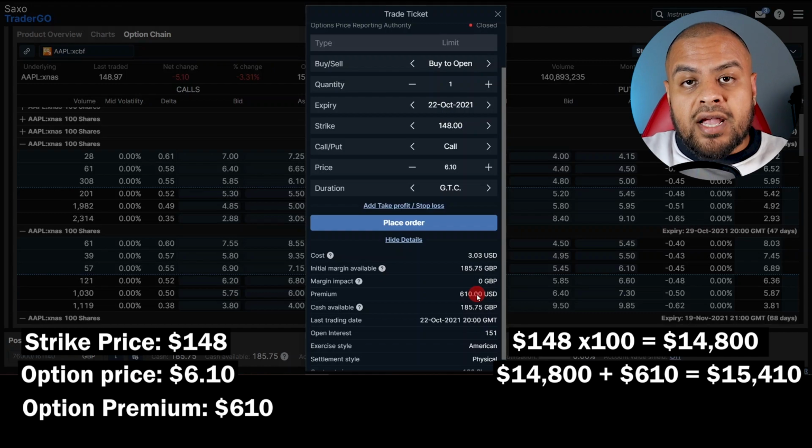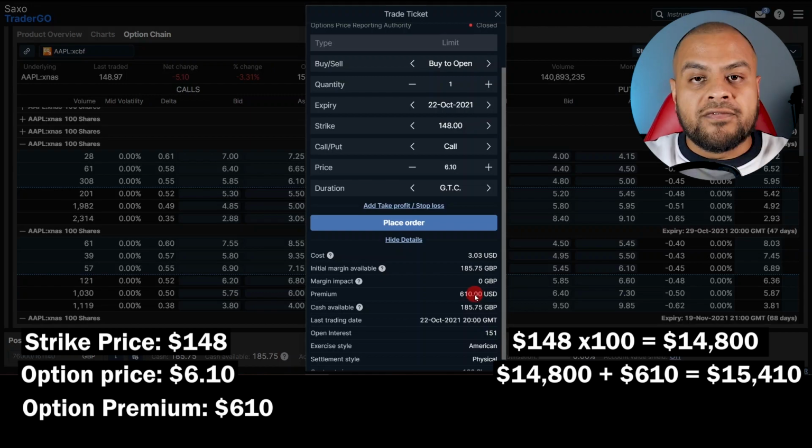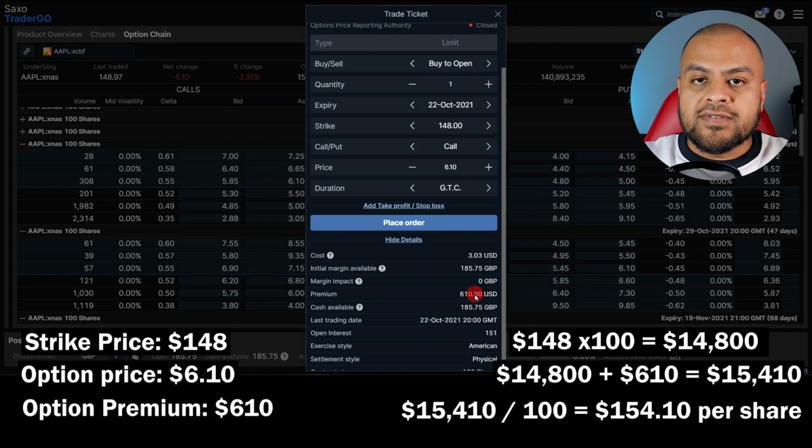$15,410. Now, as it's getting closer to expiry, it's losing its extrinsic value as well. So to work out how much we paid per share with the premium included, all we have to do is take our $15,410. So that's the 100 shares at $148 plus the premium of $610 divided by 100 shares. That gives $154 per share. So you can see why people don't exercise options.